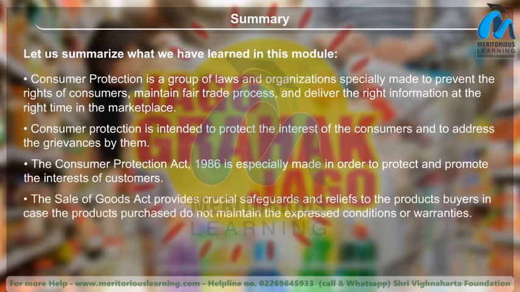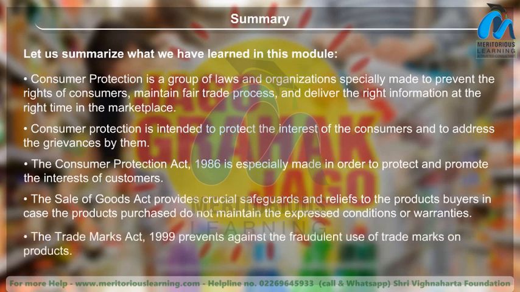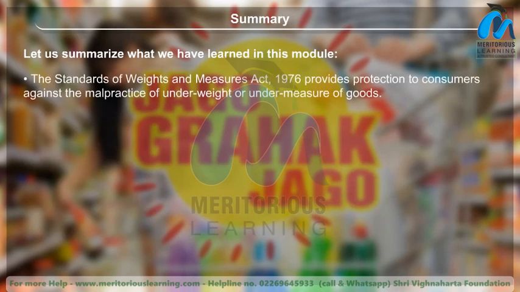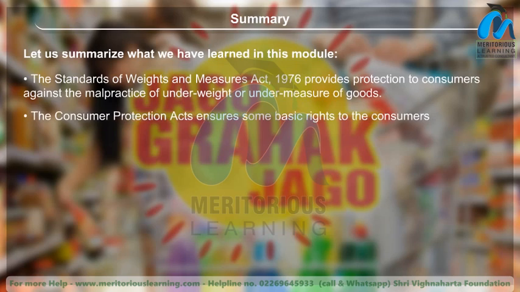The Sale of Goods Act provides crucial safeguards and reliefs to the product's buyers in case the products purchased do not maintain the expressed conditions or warranties. The Trademarks Act 1999 prevents against the fraudulent use of trademarks on products. The Standards of Weights and Measures Act 1976 provides protection to consumers against the malpractice of underweight or undermeasure of goods. The Consumer Protection Acts ensure some basic rights to the consumers.